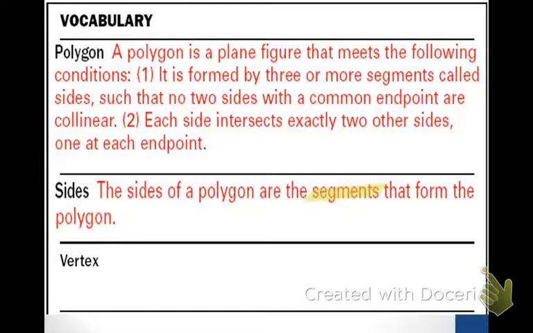So if you ever saw an object like this, a lock, it's not a polygon because of this curve. That's not a line segment. The bottom isn't either. But this would be considered a polygon, because these are line segments, whereas before it was a big arc.